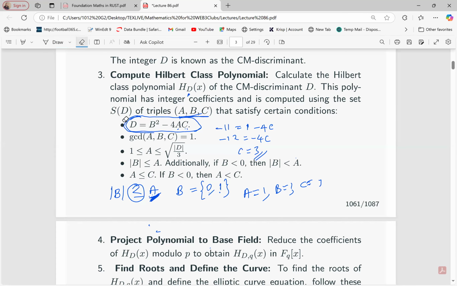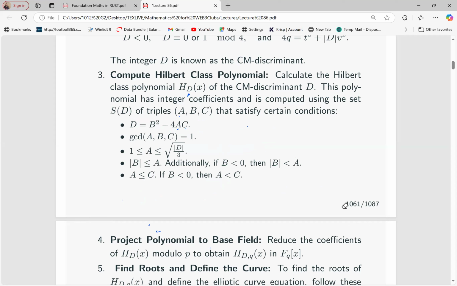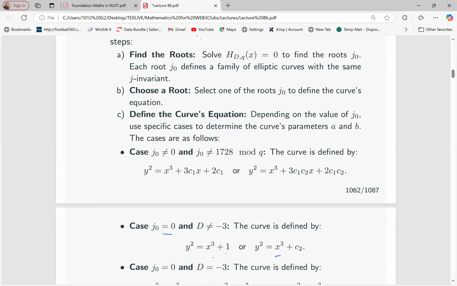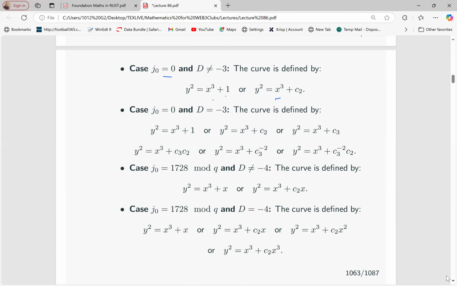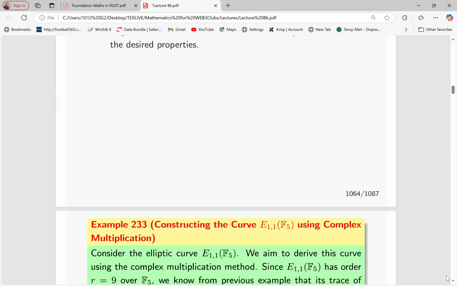Good. So after that, you now want to compute the Hilbert class polynomial, and this is our step 3. And the step 4 after the Hilbert class polynomial will be reducing the coefficients of that polynomial mod 5. Those are the steps. And then after that, we will jump to our code and get the J invariant.